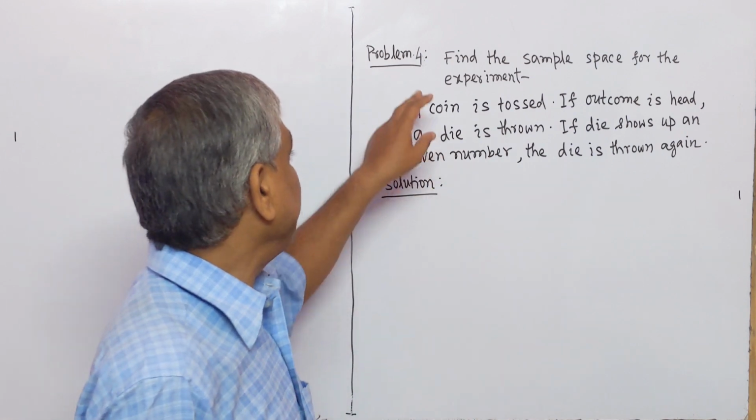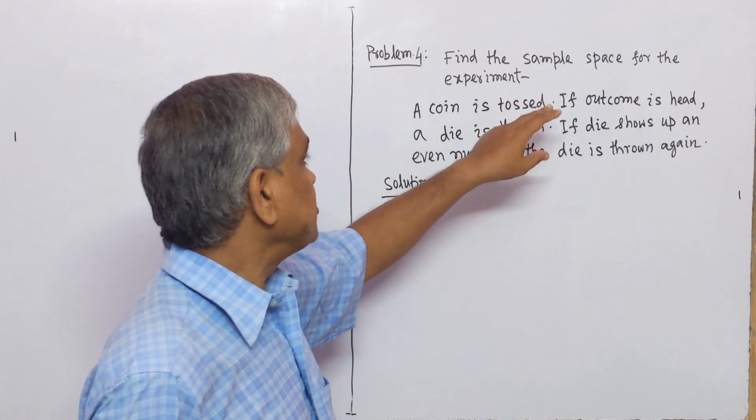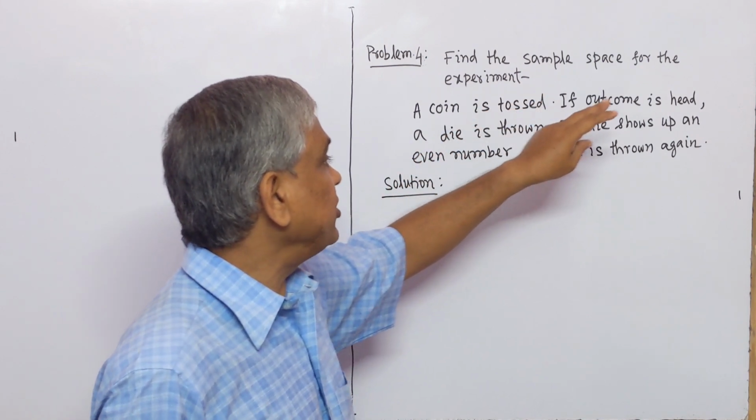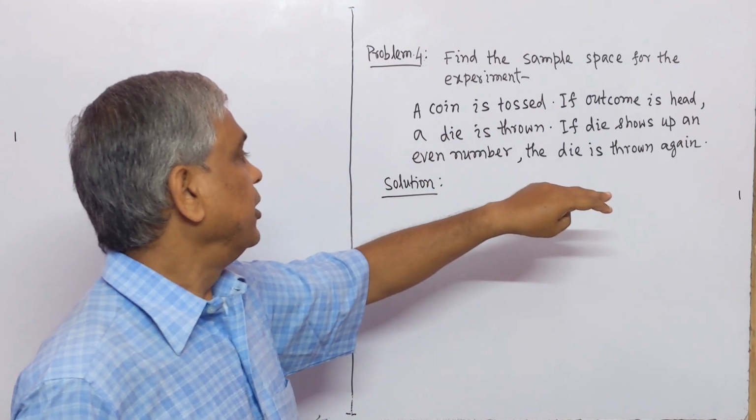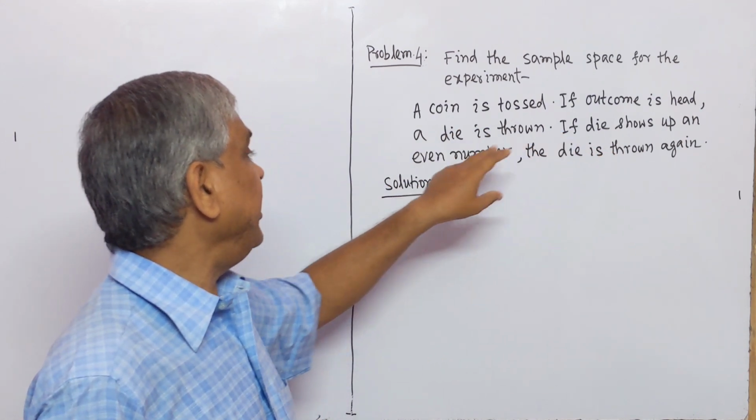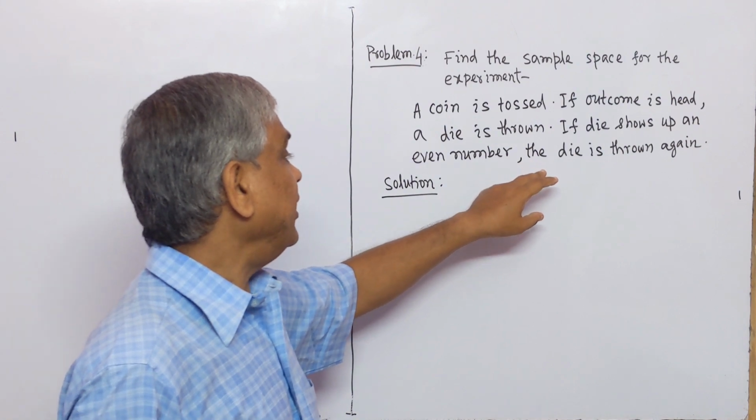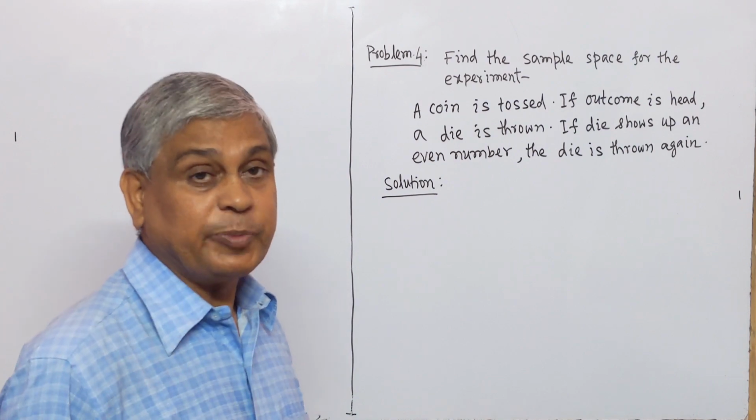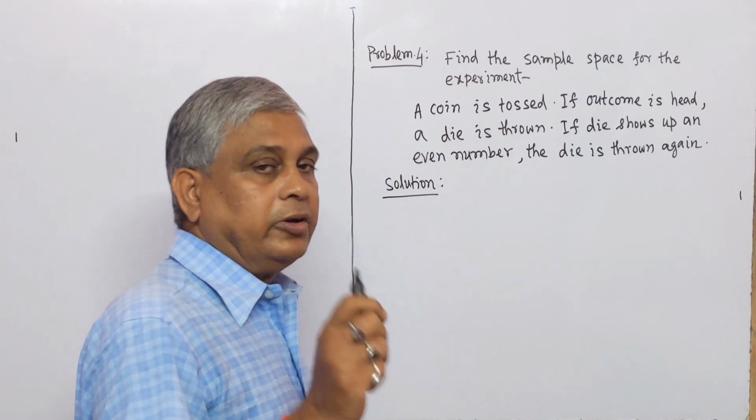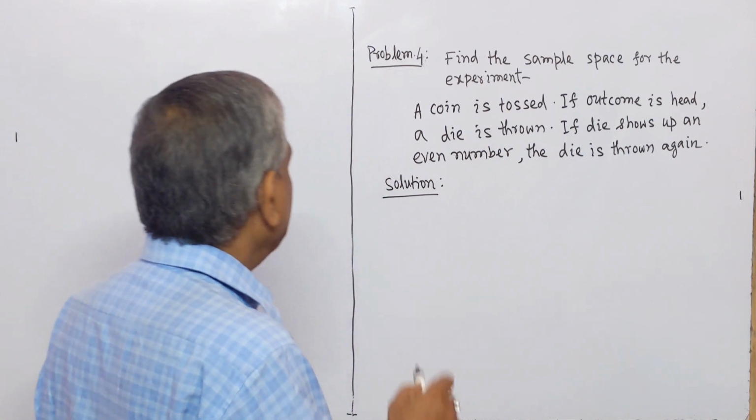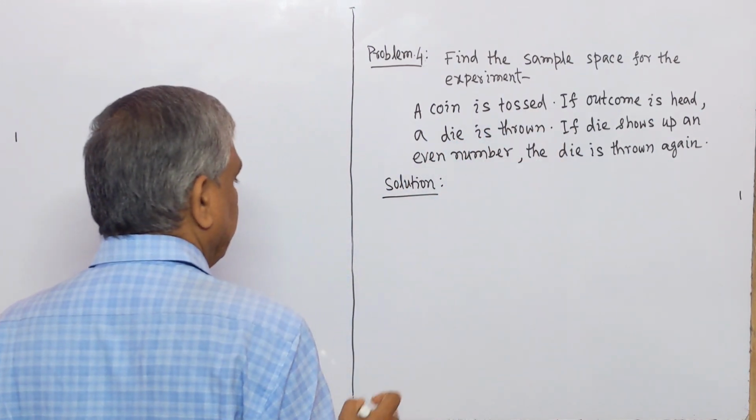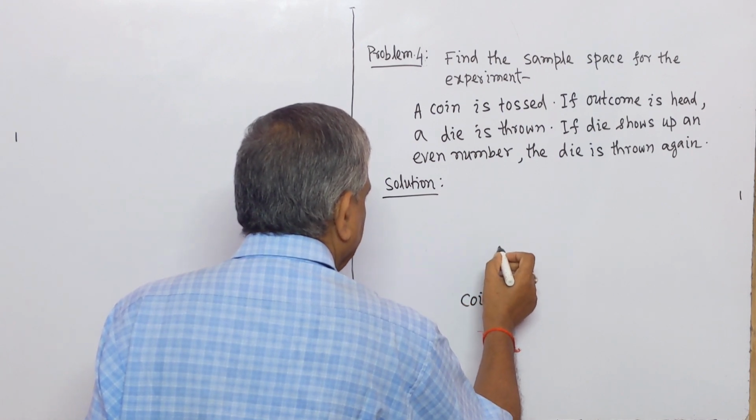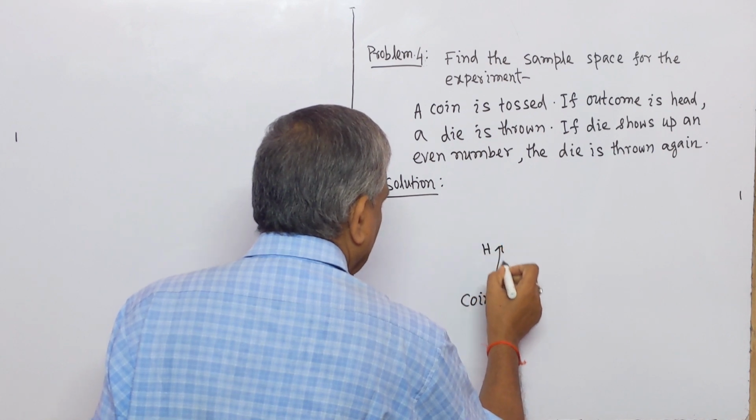Now we solve problem number 4. Find the sample space for the experiment. A coin is tossed. If the outcome is head, a die is thrown. If the die shows up an even number, the die is thrown again. We have to find the sample space for this experiment. Now we solve this. Firstly, a coin is tossed, and we may get the outcome head or tail.